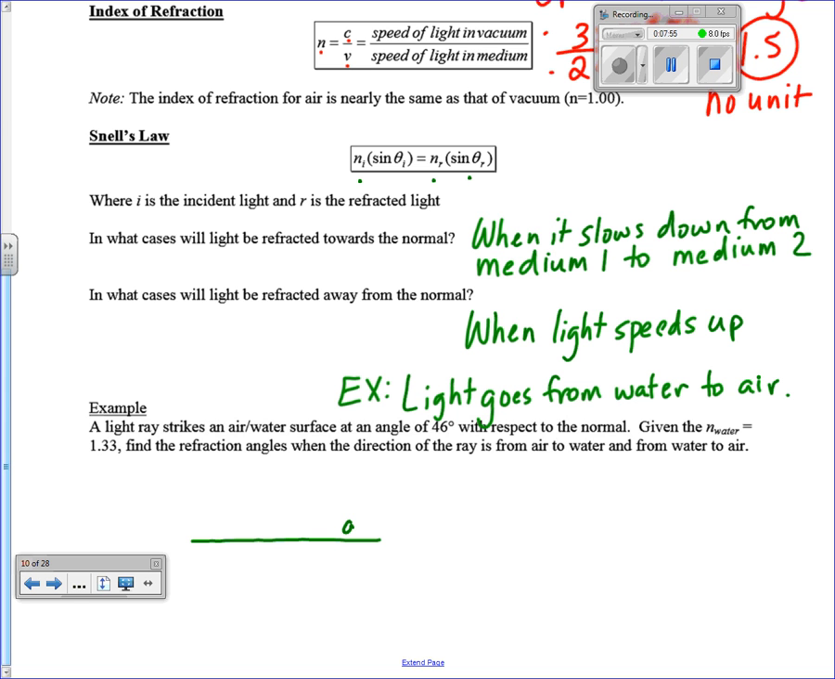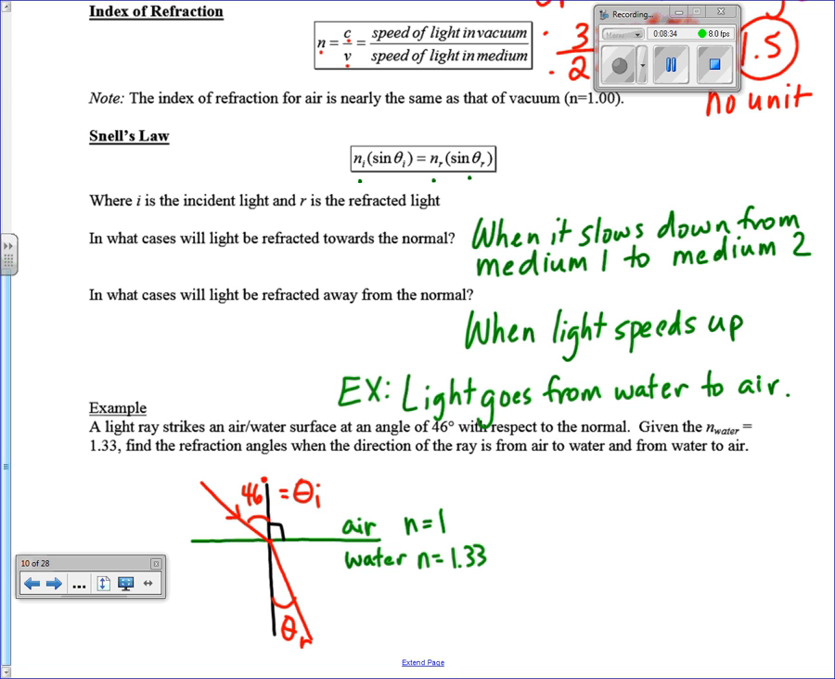I'm going to start out this way, air, then water. Index of refraction for air is approximately 1, and they tell us here that the index of refraction for water is 1.33. I'm going to sketch a diagram. There's my normal, and then my light ray, they say, is coming in at 46 degrees with respect to the normal. That's my angle of incidence, and I'm supposed to find my angle of refraction. I know it's going to be smaller than my angle of incidence, and I'm going to actually calculate it.